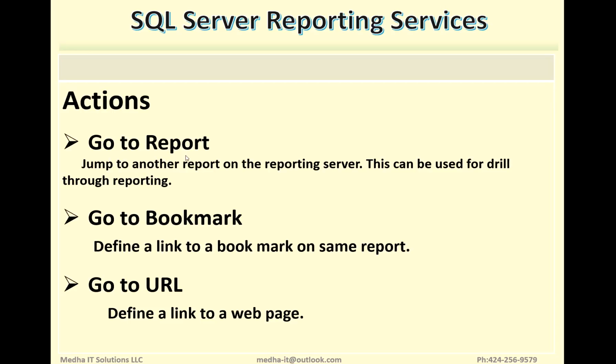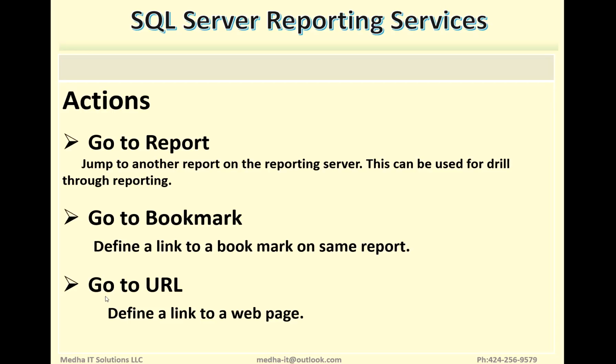The go to report action enables us to jump from one report to another report. The second action available is go to bookmark. That means you can specify a bookmark within a report, and then you can jump to that particular bookmark. It is again similar to jumping to another report, only the difference is we are navigating to the same report, but to a different bookmark place.